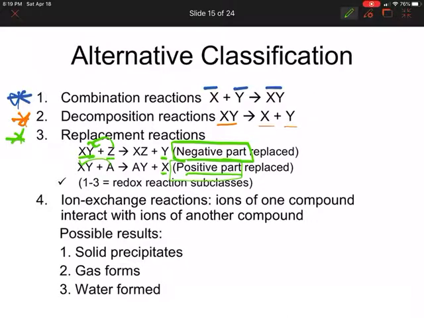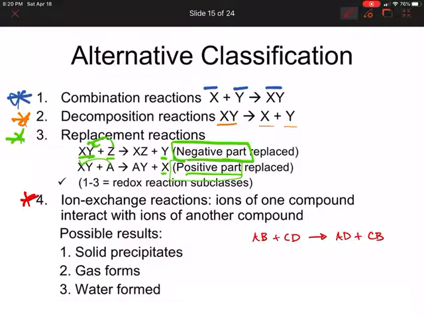And then you've got the ion exchange. What happens in this one is that they're just exchanging. I thought there was a formula for that one. Let me just make one up. It would be like AB plus CD yields AD plus CB.